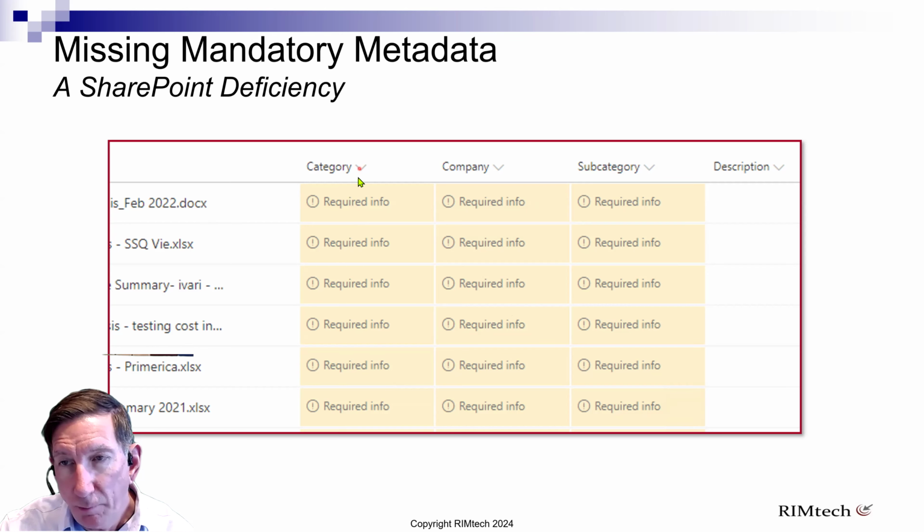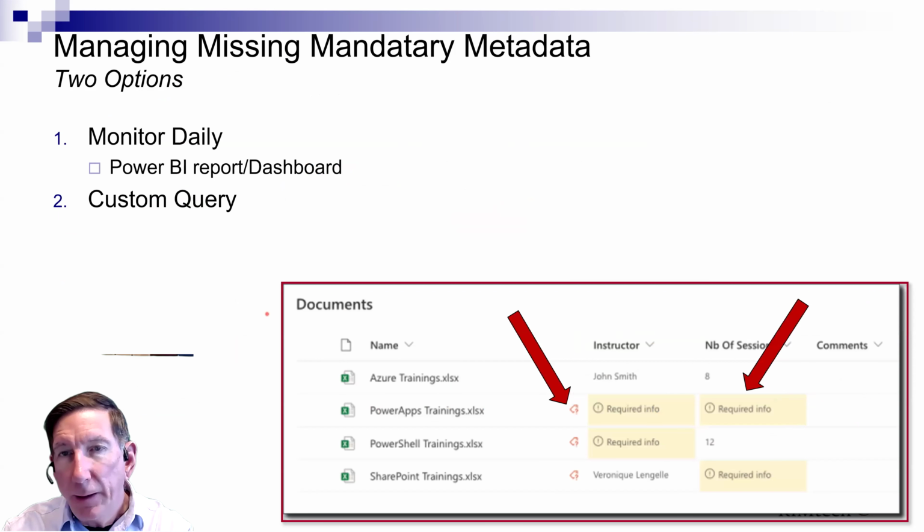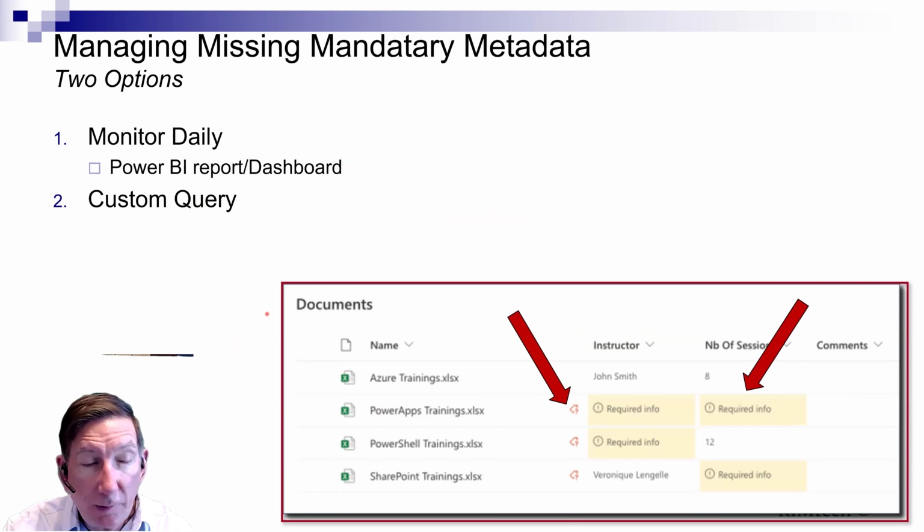So if you have content rules that depend on that metadata, you're no longer compliant because the rule breaks, right? It can't be done. So what can we do about this? Well, there's only 2 options. You have to monitor it, and, well, you can't do anything about it really. You can only monitor it and get after the users.